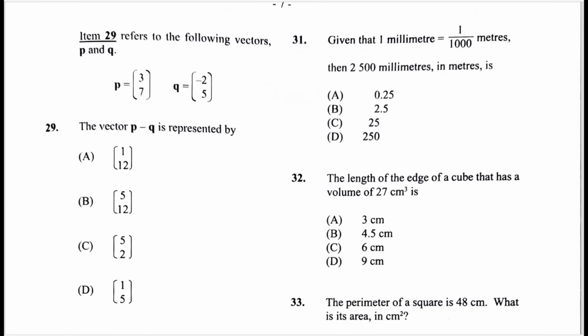29. P equal 3, 7, Q is minus 2, 5. Vector P minus Q is represented by what? 3 minus minus 2 is like 3 add 2, which is 5. And then 7 minus 5 is 2. So it's 5 and 2. That's C.